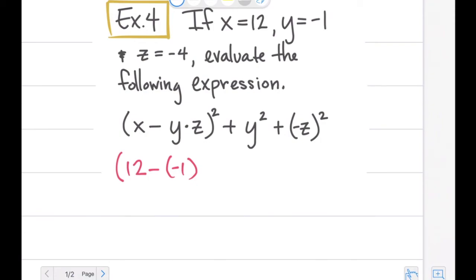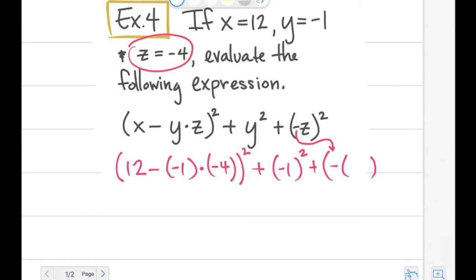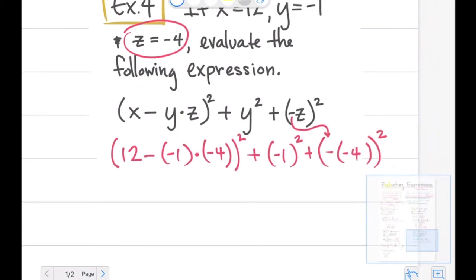Then times our z is a negative 4, and then squared, plus y, I'm going to keep those negatives in parentheses, squared, plus, and then this one's a little tricky, then the first negative we're going to put here is in the expression. The next negative we're going to put there is because z is negative. So it's a negative, and then negative 4 squared. All right, so let's simplify from there.